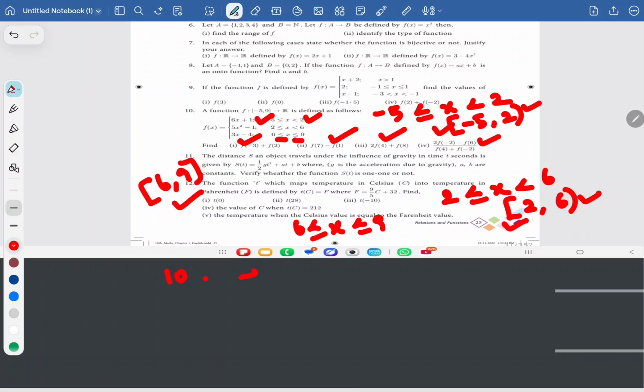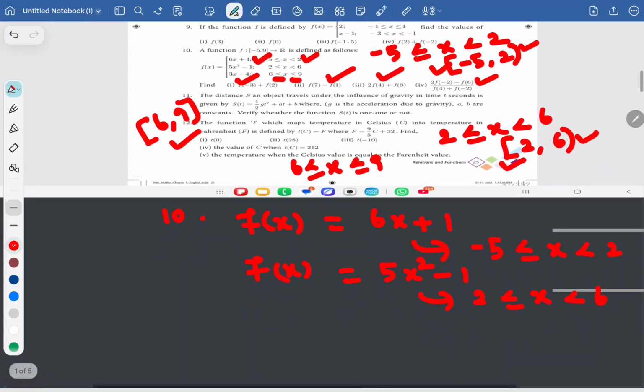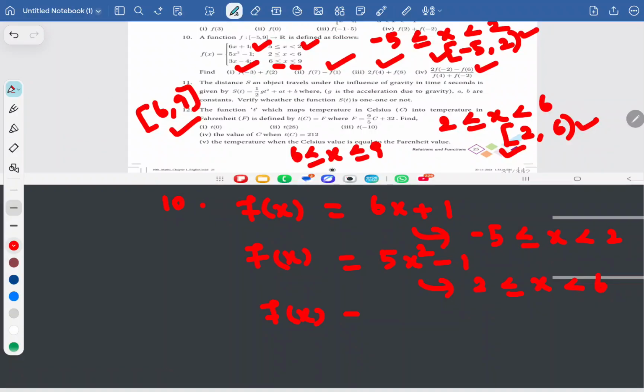In the 10th problem, we have f of x with 3 different values: 6x plus 1 for minus 5 less than or equal to x less than 2; f of x is 5x square minus 1 for 2 less than or equal to x less than 6; f of x is 3x minus 4 for 6 less than or equal to x less than or equal to 9.